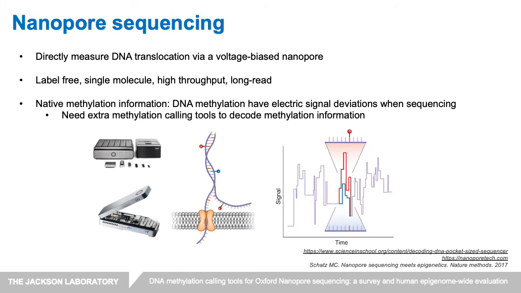Nanopore sequencing can monitor electronic current changes of DNA translocation in real time when nucleic acids pass through the protein nanopore. Since modified bases have signal shifts compared to unmodified bases, we are able to use nanopore sequencing to detect DNA modification. But extra methylation calling tools are needed to interpret methylation calling information.